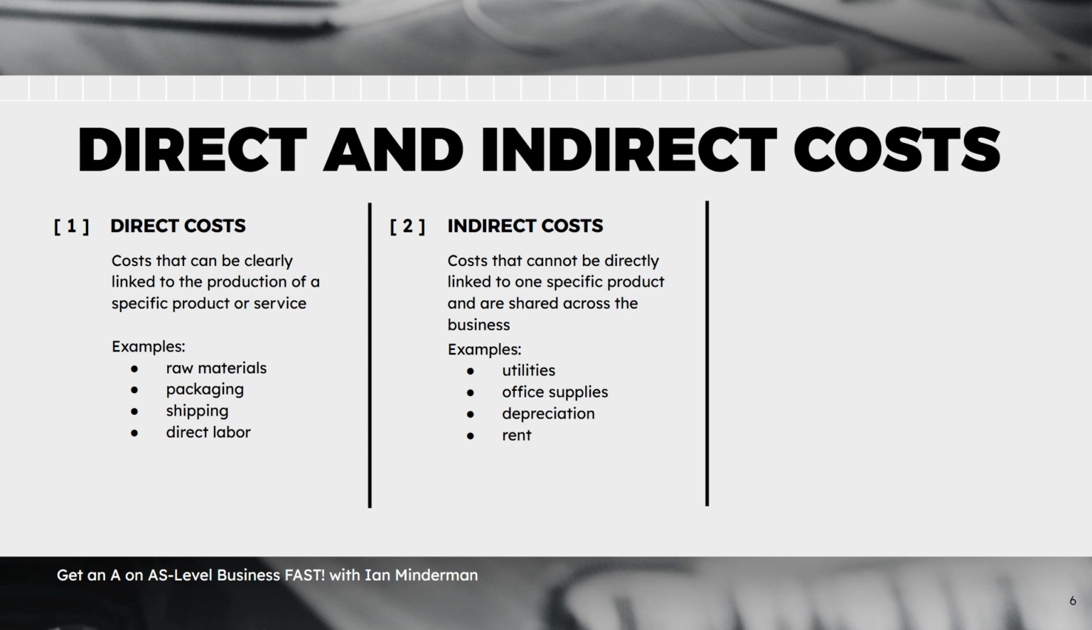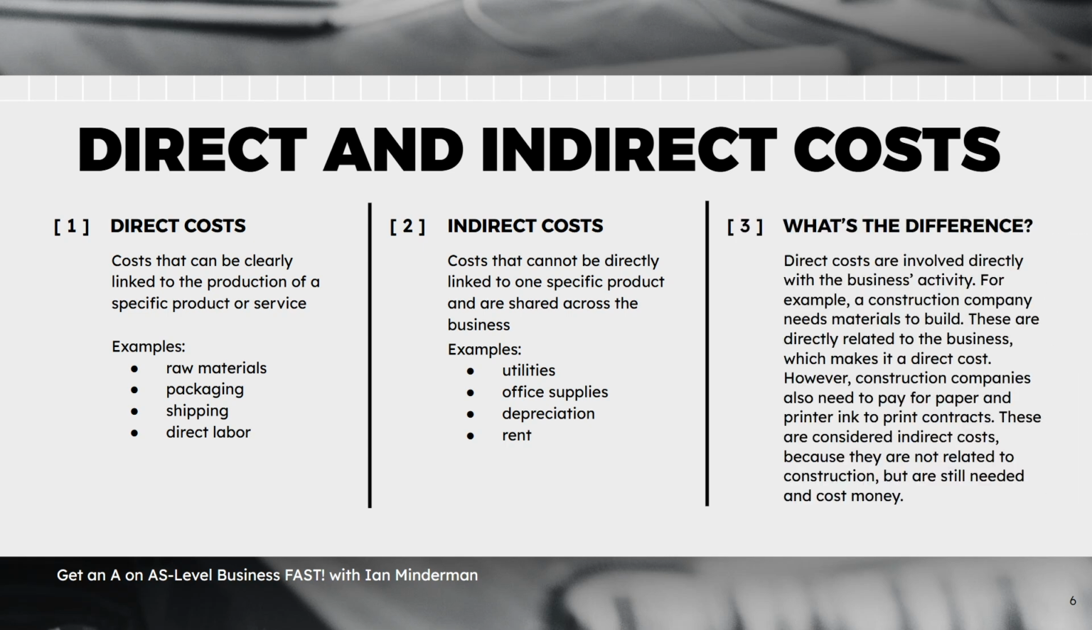Take a look here. We have one more example. What's the difference between these two? Direct costs are involved directly with the business activity. For example, a construction company needs materials to build. These are directly related to the business. They need those materials to build the building. So that makes it a direct cost.